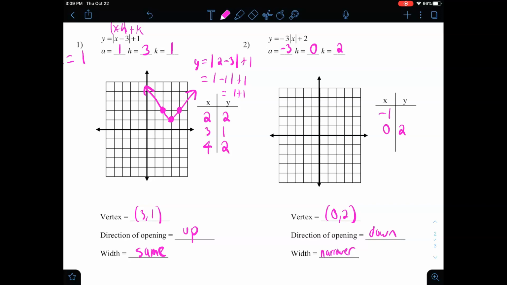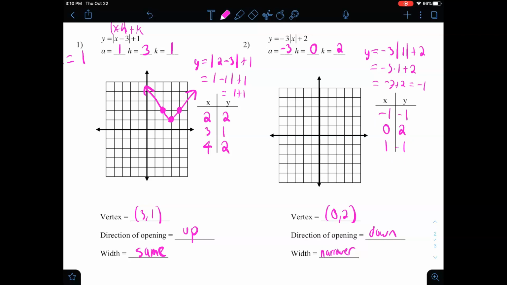What numbers are to the left and right of 0? We have negative 1 and 1. So let's plug in y equals negative 3 times the absolute value of 1. You can test any number you want, but I like to pick the easier number to plug in. Negative 3 times 1, plus 2. Negative 3 plus 2 equals negative 1. So it's going to be (negative 1, negative 1) and (1, negative 1). It's going to mirror straight down the middle, a mirror image on either side.